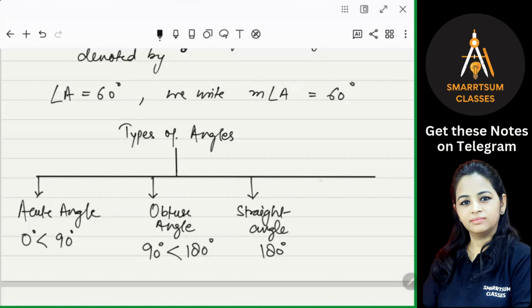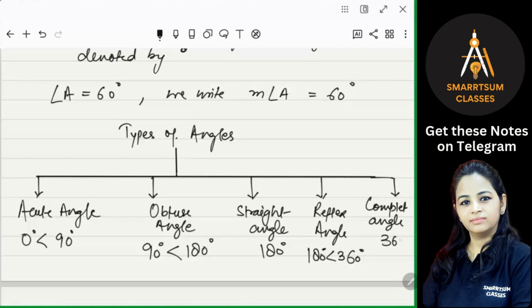Then after that we have a reflex angle. What is a reflex angle? More than 180 degree but less than 360 degree. This is a reflex angle. And after that, we have a complete angle. What is a complete angle? An angle whose measure is exactly 360 degree. So on the measurement of the angles, we can classify the angles as acute angle, obtuse angle, straight angle, reflex angle, and complete angle. Getting that?